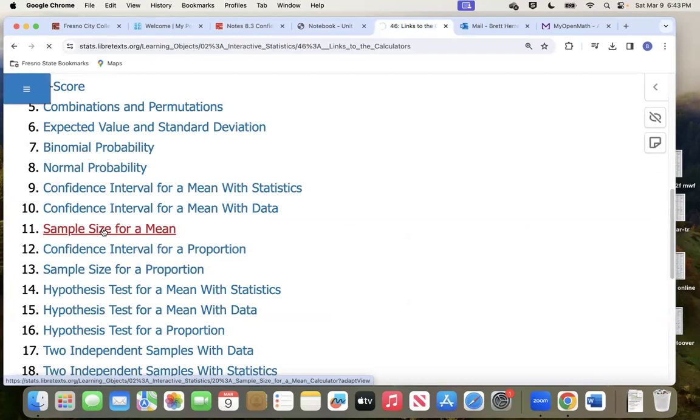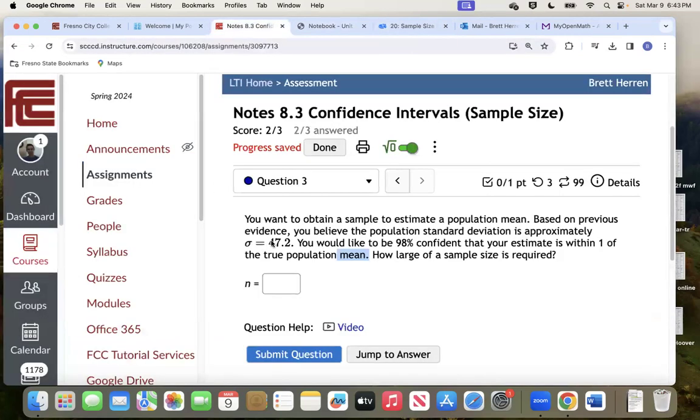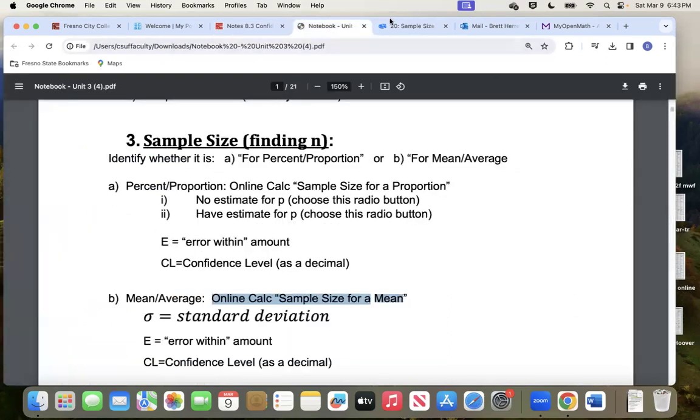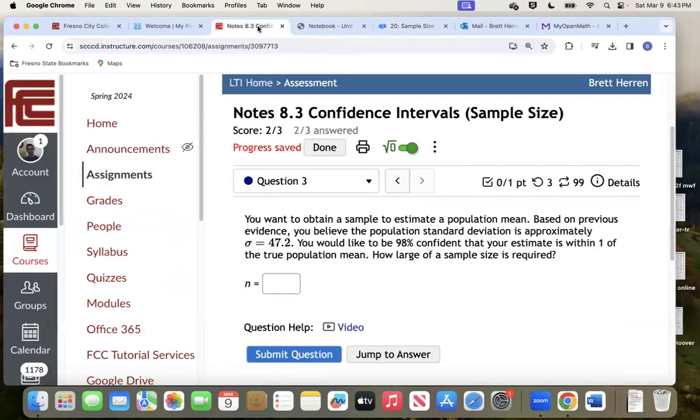Sample size for mean. So it opens up and there's the little sigma. That's the Greek S, stands for standard deviation. Okay, 47.2. Just plug that in, 47.2. That's the standard deviation. Okay, E, what is E? E stands for error. It says up here, error bound. So like how close did you want to be to the real thing? You want to be within one. Within one. That we want to be.